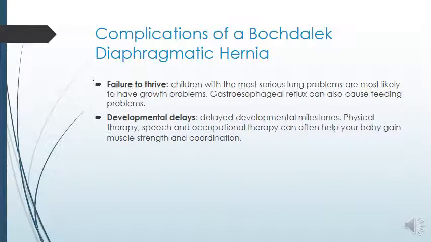Some of the other complications of CDH are that babies have failure to thrive, because children with the most serious lung problems are most likely to have growth problems because they often require more calories than a normal baby in order to grow and get healthier. And for those babies that have a gastroesophageal reflux, they also have feeding problems.